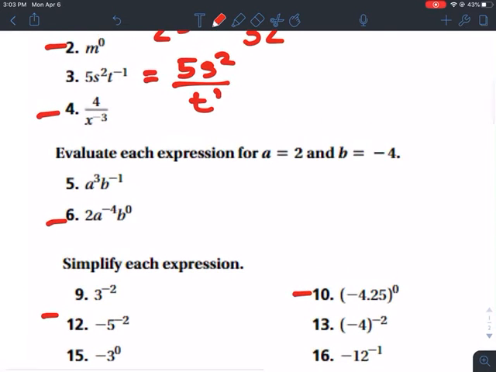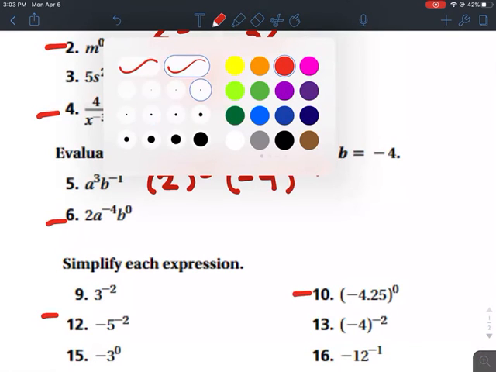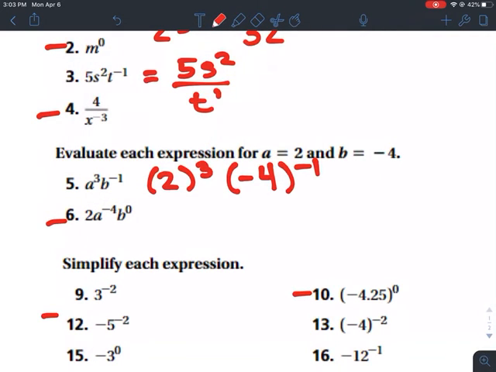For this, it is actually having you plug stuff in. So this one might be a little bit of a challenge for some people, but hopefully not. Just know that when you're doing this, make sure that the negative 4 stays in parentheses. Okay. So I'm going to flip the 4 to the bottom so that it becomes positive.